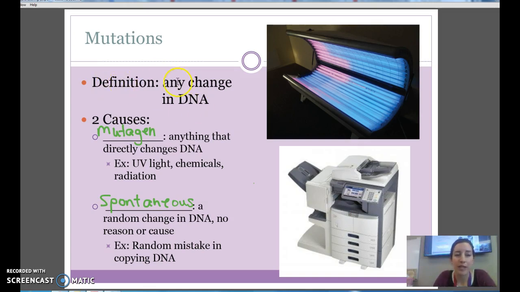Okay, so a mutation is any change in DNA. There are two different causes, a mutagen or a spontaneous cause. A mutagen is anything that directly changes the DNA. So UV light, like this tanning bed, chemicals, radiation, and that is the cause of the mutation. A spontaneous mutation is a random change in DNA. There was no reason or cause. It just randomly happened. So it could be a random mistake in the copying of DNA, like how a copy machine sometimes randomly messes up when it's making a copy, and then that mutation is going to be seen in the protein when you make the protein.